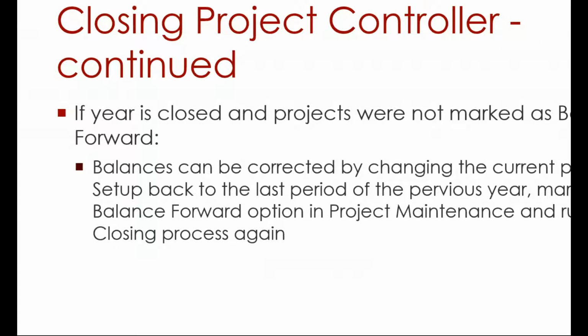Now, if the year is closed and some projects were not marked as balance forward, the balances can be corrected by changing the current period in the Project Controller setup screen back to the last period of the previous year, and then mark the balance forward option in project maintenance and run that closing process again. So Project Controller is a little forgiving in that it allows us to do that. Definitely not something we would be able to do with other modules in that sense.